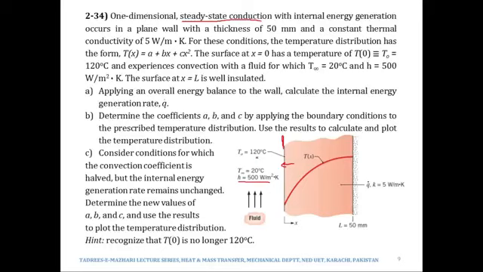So as a result, this T naught will no longer remain 120, rather it will start increasing. And this is the hint that has been given over here: recognize that T naught is no longer 120. It will keep on increasing: 121, 122, 130, 140, 150, and then after some time it will again attain a new steady state condition. We do not know what that temperature would be.